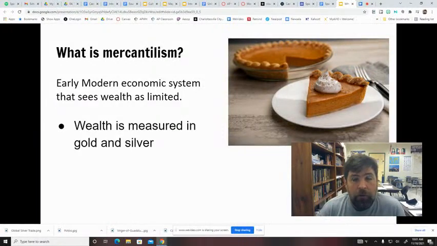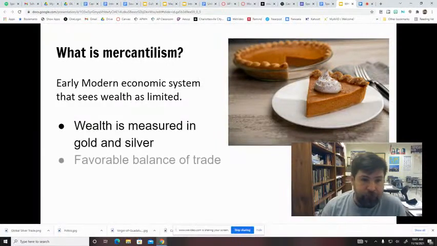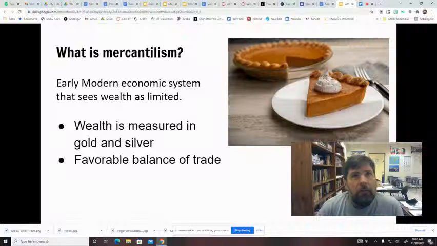So the more of those precious metals you have access to, the better off you're going to be. And they believe in having a favorable balance of trade because, you know, if you're buying things from another country, then you're going to be sending silver out of your country to pay for those things, right? Like if you're buying Chinese silk, your silver is going to go to China and they're going to get it, and then you'll have less pie. So you want to be selling things, not buying things, in a favorable balance of trade.